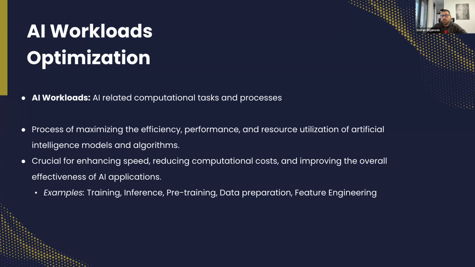And they have rapidly become the big deal in modern deep learning architectures. Their unique ability to handle sequential data efficiently, capture long-range dependencies, and process information in parallel has sparked a paradigm shift in how we approach solving complex tasks using machine learning. The examples where we can use optimizations and use transformers are definitely in training, inference, pre-training, data preparation, and feature engineering.